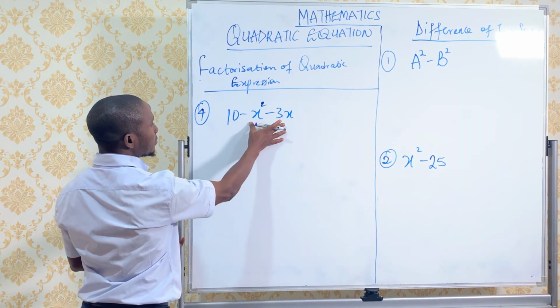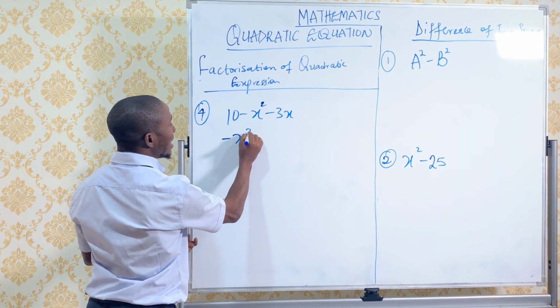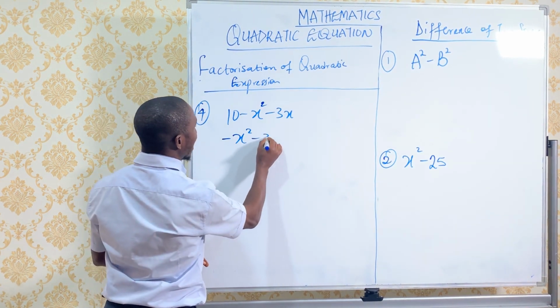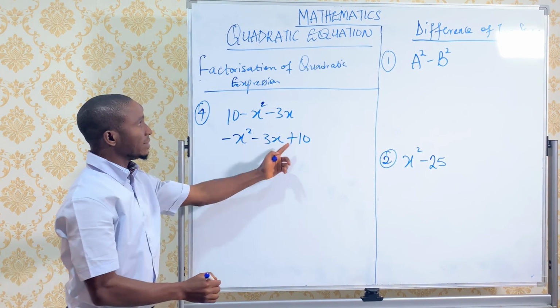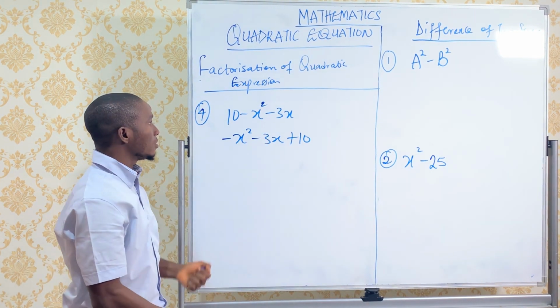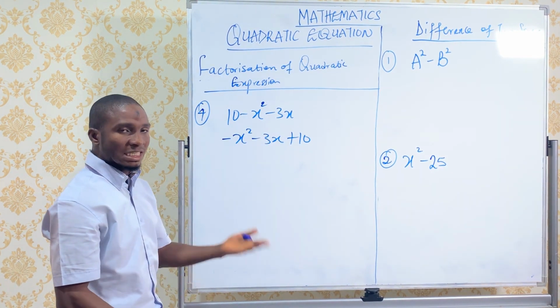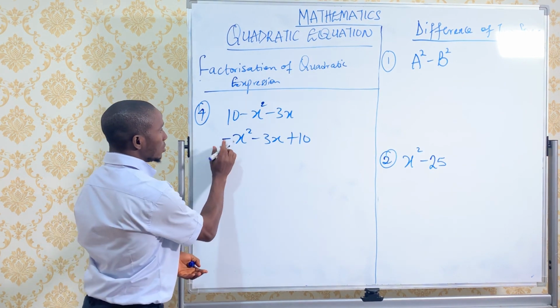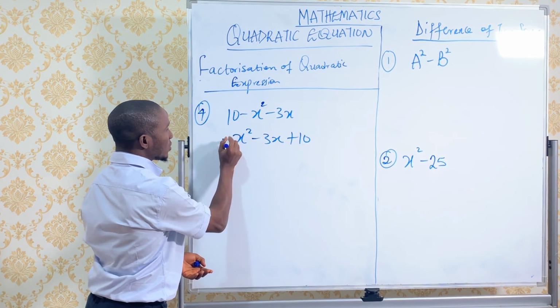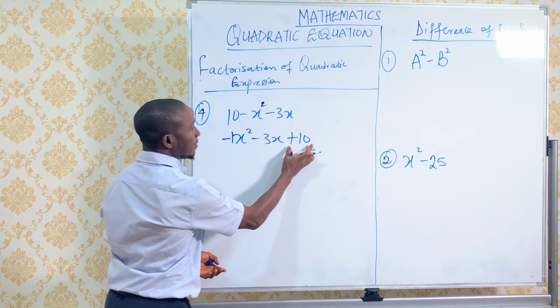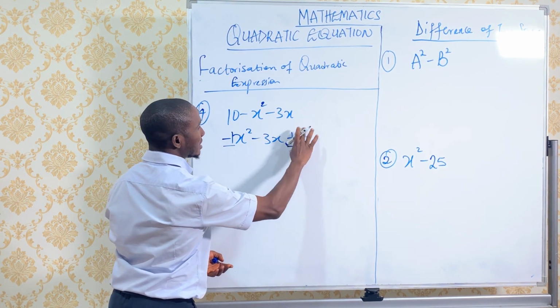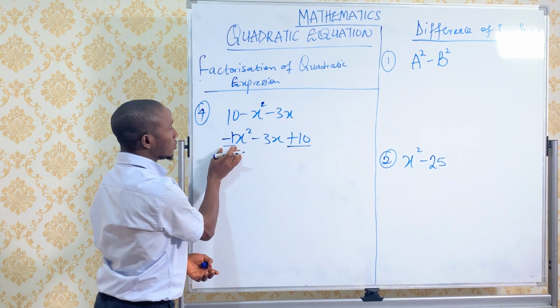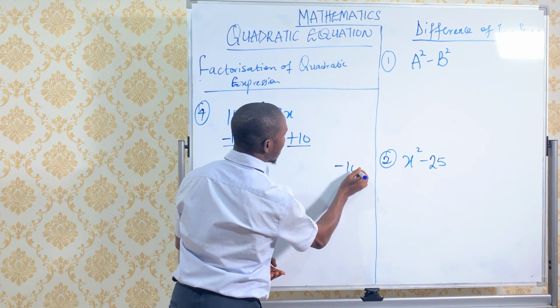You can rearrange this expression to make it look like minus x squared minus 3x plus 10. This is the same thing as this. They are the same thing. So then you follow the same method. That is, the coefficient of x squared here is minus 1. You multiply it with the last term, 10. Minus 1 times 10 will give us minus 10.